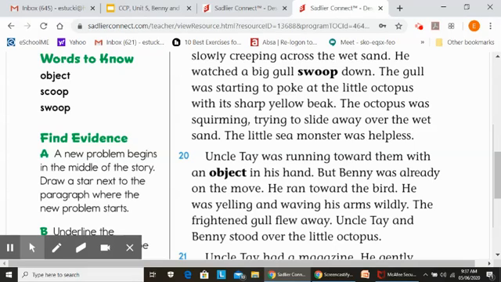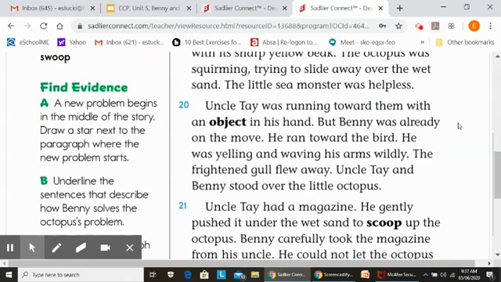Now, outside of the water, remember, an octopus is not very agile. They cannot move very well. They are water creatures. So he is very slow. If you put him in the water, he is fast. But out in the sand, he's slowly trying to get away. The little sea monster was helpless. Uncle Tay was running toward them with an object in his hand, something in his hand. But Benny was already on the move.